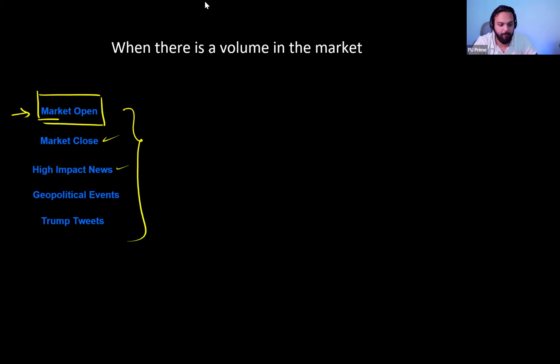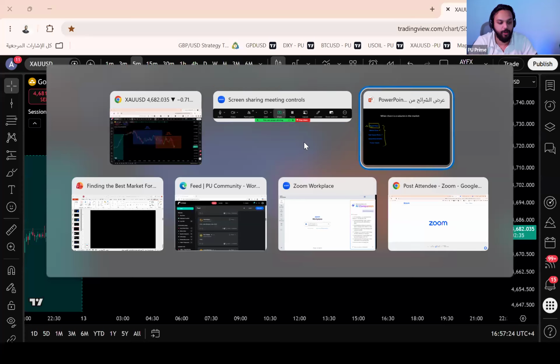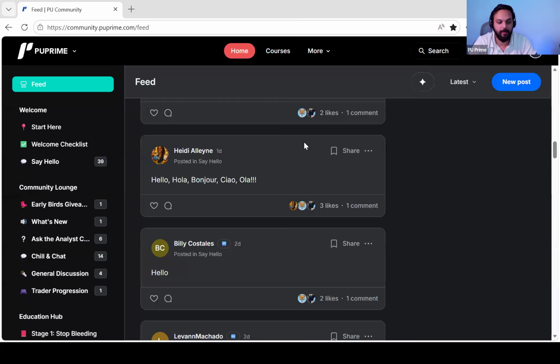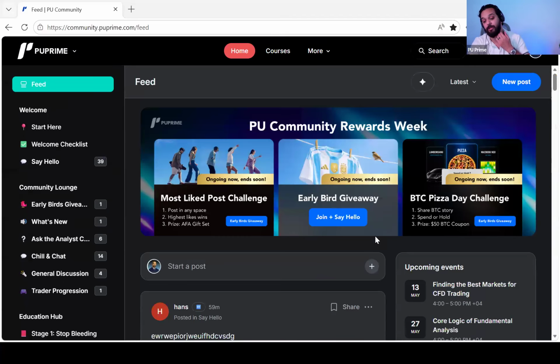Now, the community is here. This is the PU Prime community. If you registered, what you need to do is open the PU Prime website and open your live account. On the left-hand side, you will find the PU Prime community. Let me try to show you how you can register.